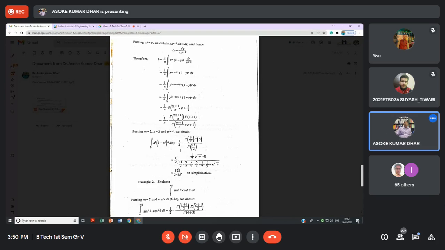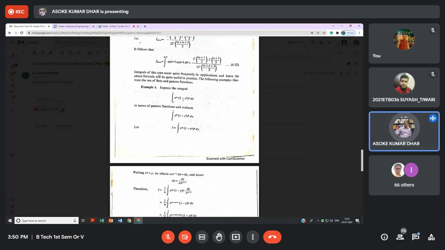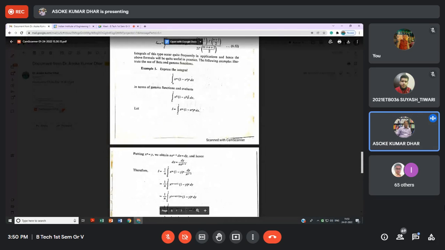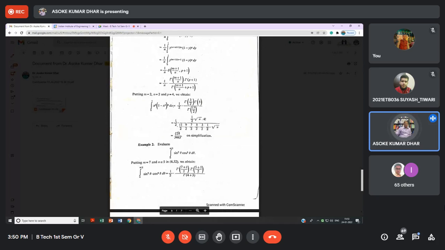So this is a very good problem. First express this in terms of the gamma function, and then by putting m is equal to 2, n is equal to 2 and p is equal to 4, it is possible to evaluate the value of this. Remember that by simple integration, it can be easily calculated: 1 minus x square to the power 4. Simplifying, integrating, putting the value, you will get this value. You may verify by simple integration also, and you may check whether this value is correct or not.